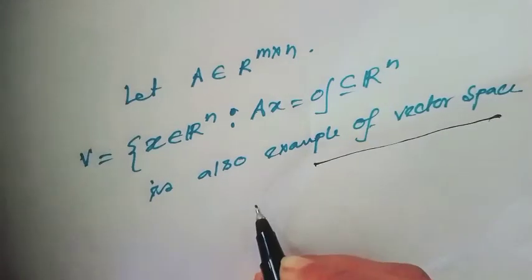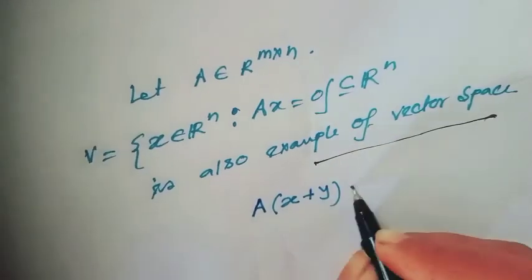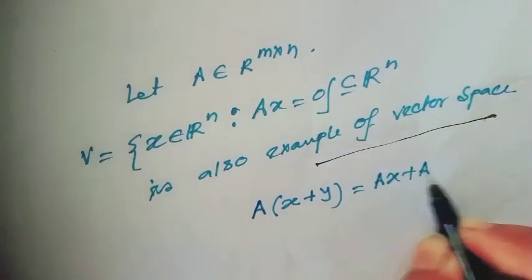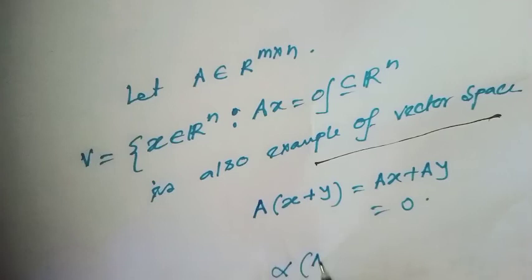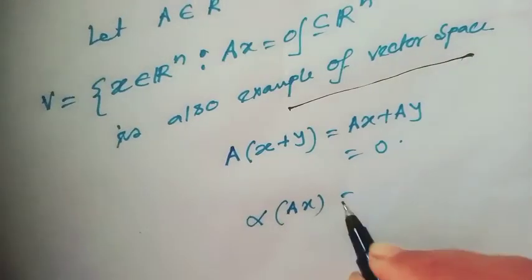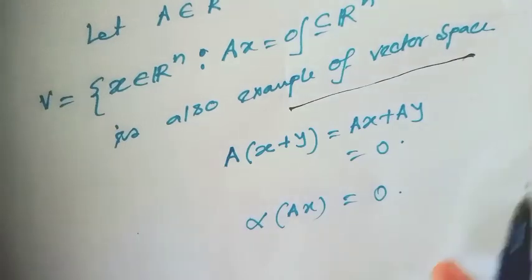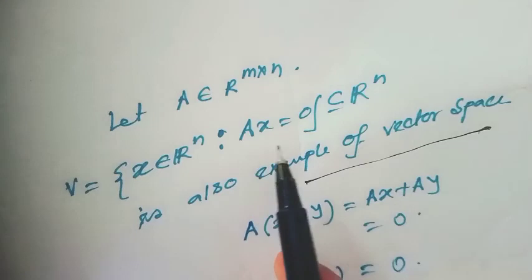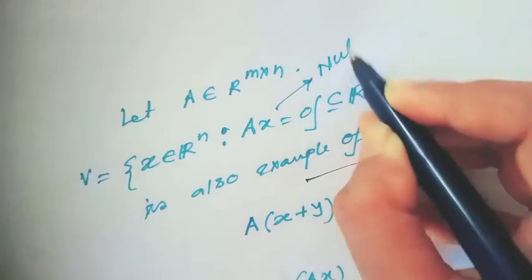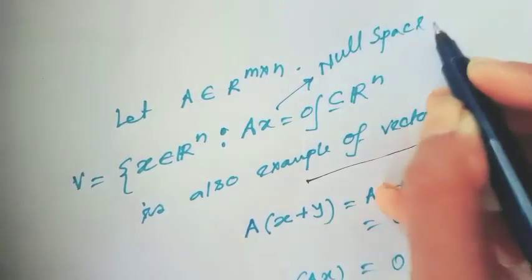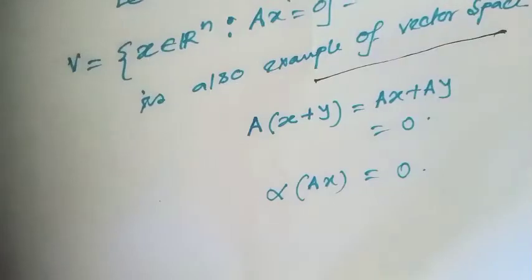And here obviously A times (x plus y) would be Ax plus Ay, which would be 0. So alpha times x also gives 0. That means all conditions of a vector space are satisfied here. So this solution space is actually called the null space, which I will study in my next lecture. What is the null space? Obviously it will be a vector space.